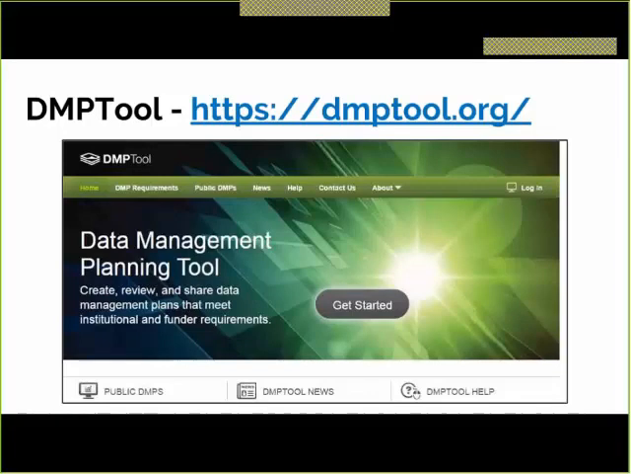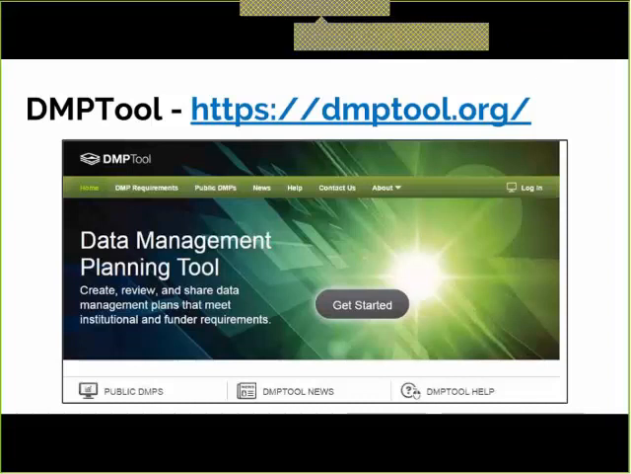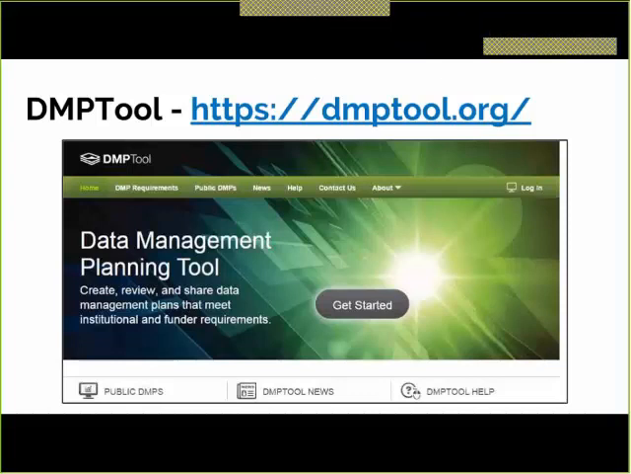This provides templates for the major funding agencies, NSF, IMLS, for their data management plan. So when you log in, you can see how a data management plan should be structured for that particular funding agency. This is not going to be as relevant for history, but for the social sciences, certainly this is a big helpful tool.